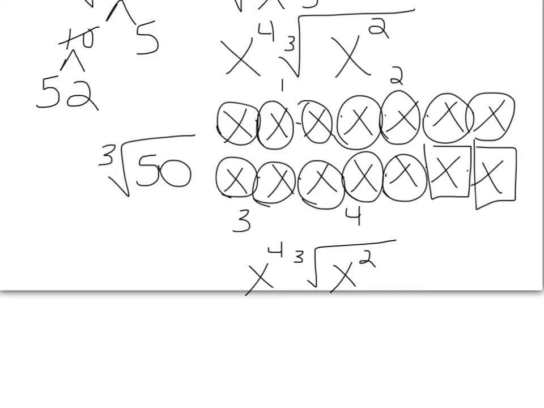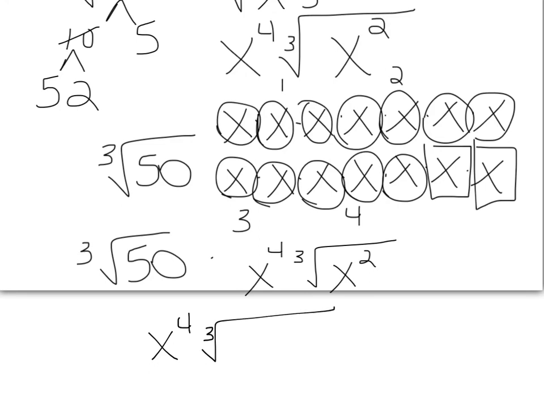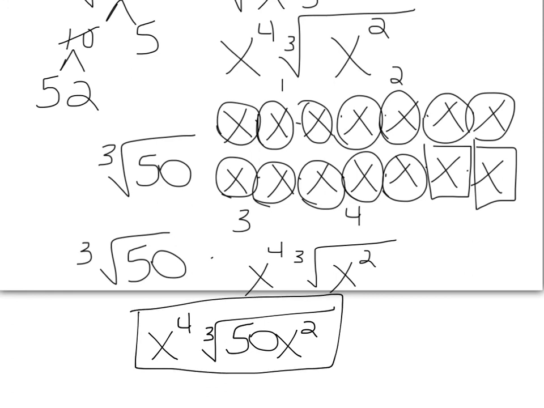So we're left with the cube root of 50 times x to the 4th, the cube root of x squared. Because my 2 indexes are the same, I can multiply the radicands together. So I've got this x to the fourth I'm going to keep out front, and then I'm going to have the cube root of 50 times x squared, which we know is 50x squared. And that is your final answer.